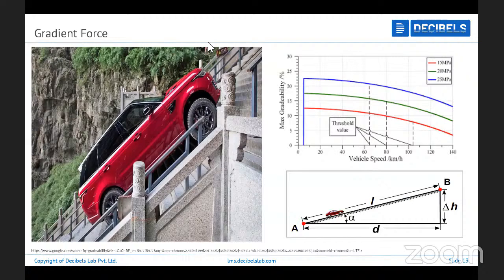Then, about gradient. Whenever a vehicle is going uphill, extra effort has to be applied, because its weight, which is nothing but a force vector, acts with an inclination against gravity, at some inclination angle. That is going to affect the grade force for your vehicle.